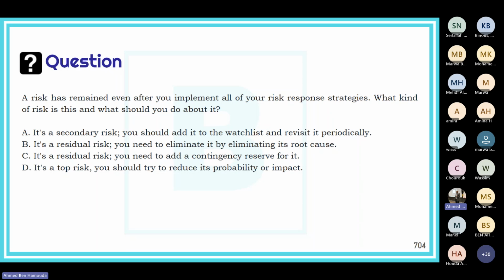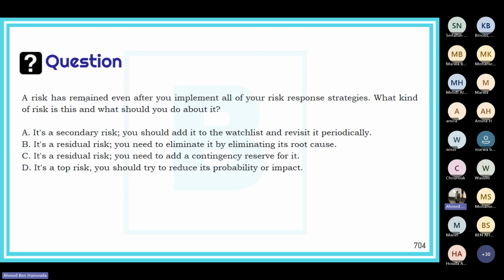A risk has remained even after you implement all of your risk response strategies. What kind of risk is this, and what should you do about it? It's a secondary risk. You should add it to the watch list and revisit it periodically. It's a residual risk. You need to eliminate it by eliminating its root cause. It's a residual risk. You need to add a contingency reserve for it. It's a top risk. You should try to reduce its probability or impact. So actually here, guys, the key words we have here are risk has remained.